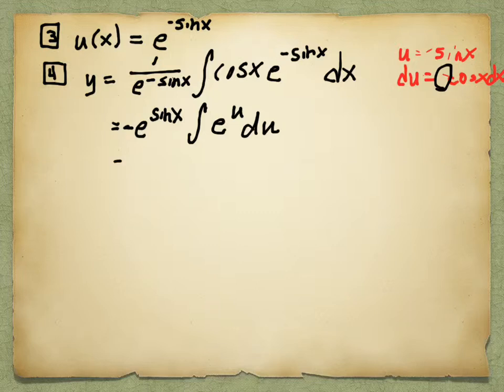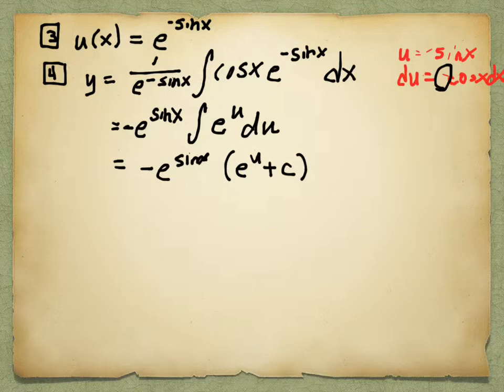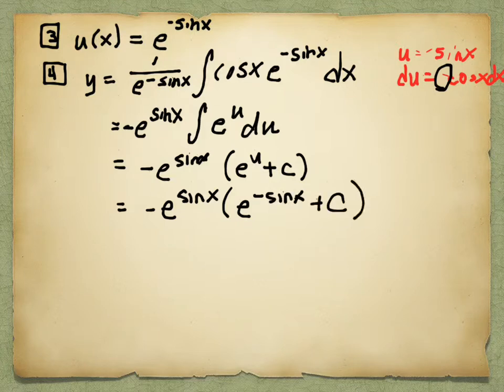Okay. So we've got negative e to the sine x. What's the antiderivative of e to the u? Right. Plus c, thank you. And then we need the u put back in, yeah? So negative e to the sine x times e to the negative sine of x plus c.